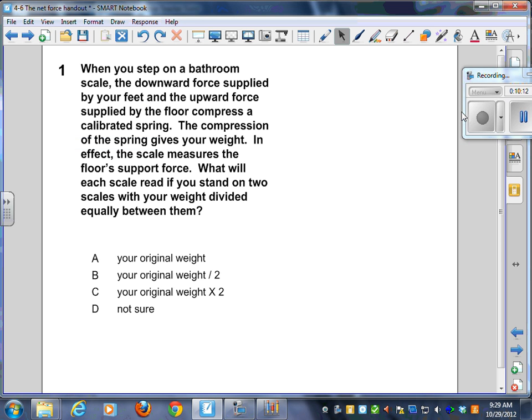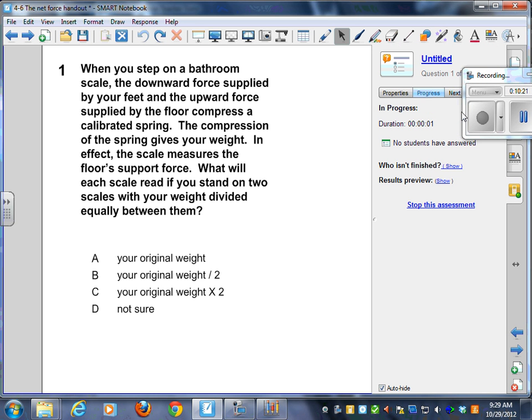When you step on the bathroom scale, the downward force supplied by your feet and the upward force supplied by the floor compress a calibrated spring. The compression of the spring gives you your weight. In effect, the scale measures the floor's support force. What will each scale read if you stand on two scales with your weight divided equally between them?